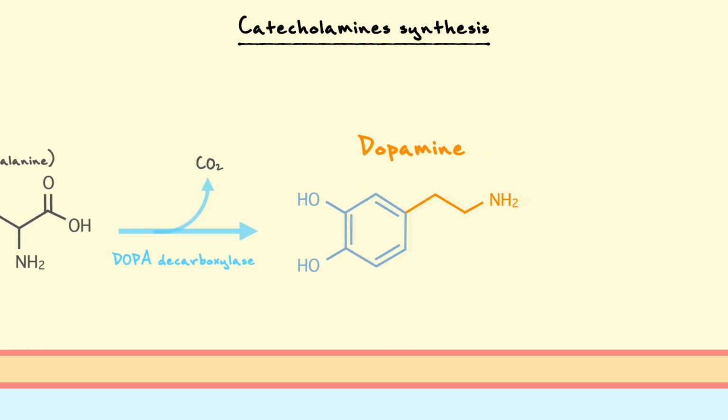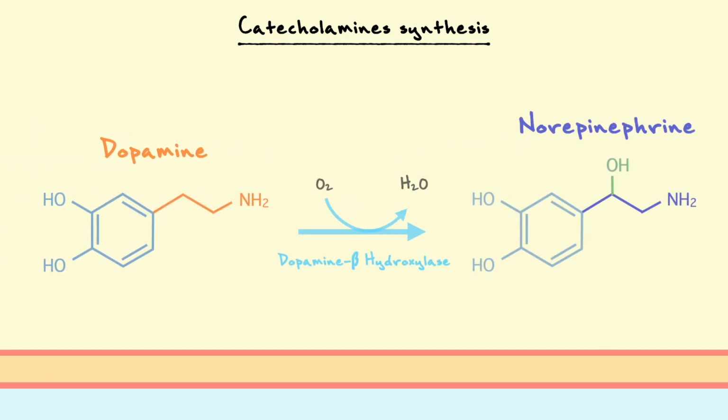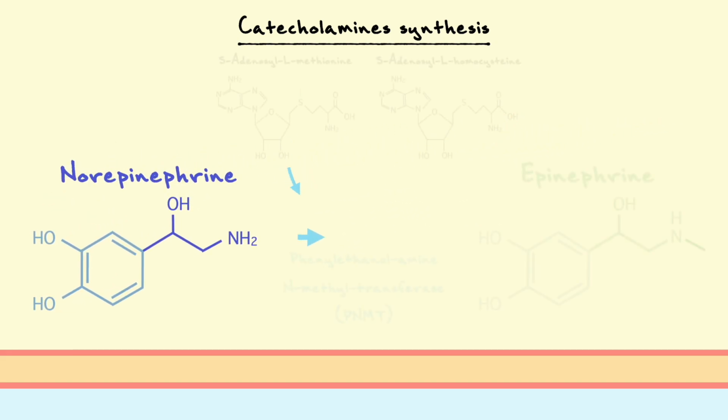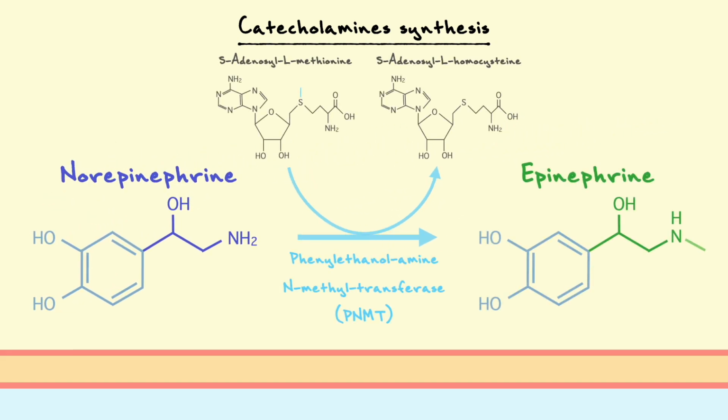In the third step, dopamine gets hydroxylated, here in green, by the enzyme dopamine beta hydroxylase to make norepinephrine, also referred to as noradrenaline sometimes. In the fourth and final step, norepinephrine gets converted to epinephrine, also known as adrenaline, by the enzyme phenylethanolamine N-methyltransferase, or PNMT.